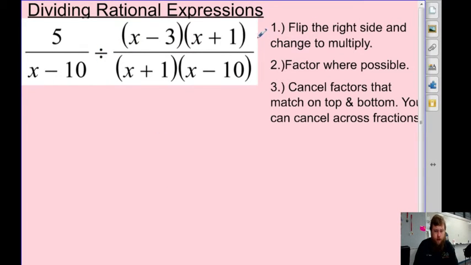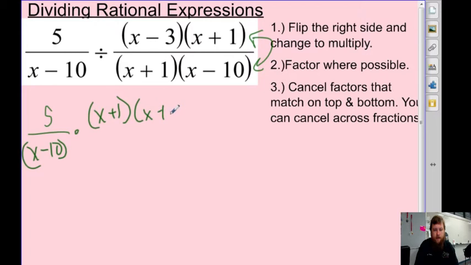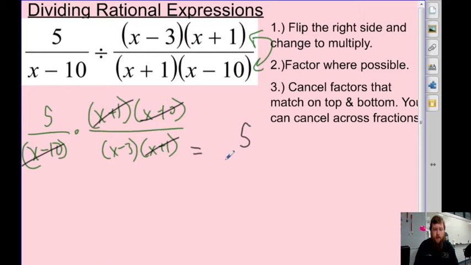Now, dividing rational expressions is very similar to what we did with multiplying. We flip. It's like multiplying by the reciprocal. So flip this, then factor out and cancel factors on top and bottom, just like multiplying. So I'm going to flip these two. So I get 5 divided by x minus 10, and it's going to be times x plus 1 times x minus 10 over x minus 3 times x plus 1. Now let's cancel things out. X minus 10's cancel, x plus 1's cancel. All we're left with is 5 over x minus 3.